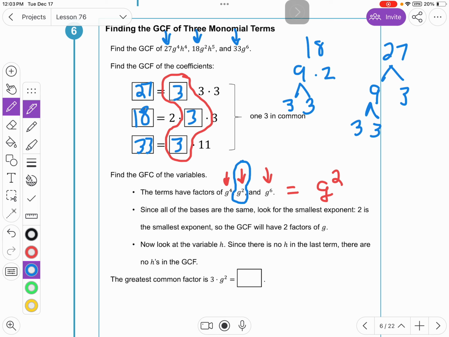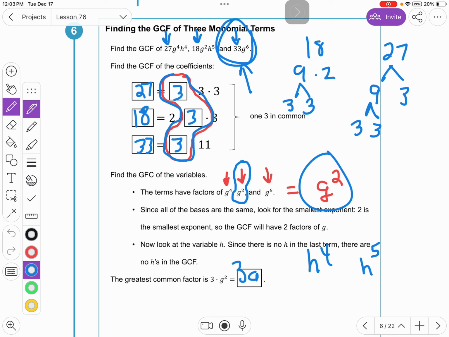So let's look at the h's now. So with the h's, I've got h to the fourth, and I've got h to the fifth, and I've got no h on the last one, right? Okay, so for these, because that last term does not have an h, there is no h in the greatest common factor. If there's no h in this last term, there can't be an h in the greatest common factor. And the greatest common factor would therefore be 3, right? 3 times g squared. It would be 3g squared.